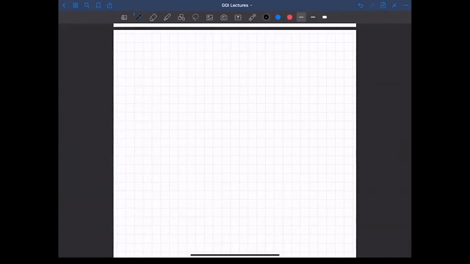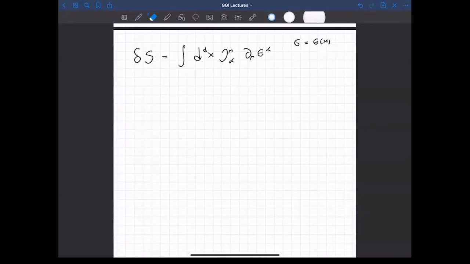So let me start with a theory in flat space. Suppose you want to compute the supersymmetric current. What you do is take the variation of the action, assuming that your supersymmetry parameter epsilon depends on X, and you collect all the terms proportional to the derivative of epsilon. Here alpha is a spinor index, and so J mu alpha will give you the supersymmetric current.